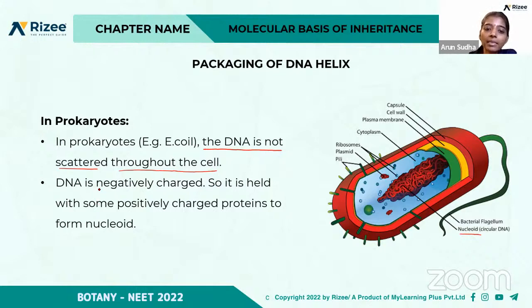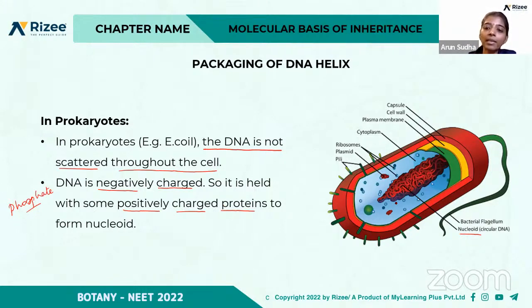Because the DNA is negatively charged. Why is the DNA negatively charged? Due to the presence of phosphate, right? Due to the presence of phosphate, the DNA is negatively charged. As it is negatively charged, it is held with positively charged proteins. So it is present in a particular position because of the binding between these phosphates and the positively charged proteins, and they form a structure that is called the nucleoid.